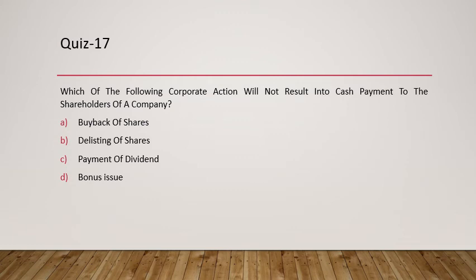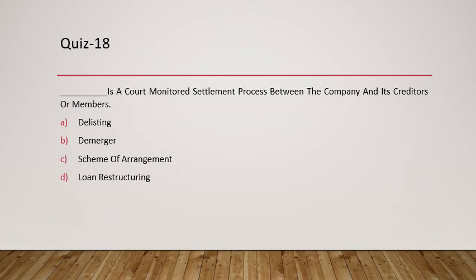Which of the following corporate action will not result into cash payment to the shareholders of a company? So when a company buys back its shares, it pays the cash. When a company delists its shares, all those investors who give back shares to company, they also get cash. Payment of dividend anyway result into cash, but bonus does not result into cash. So the answer is D. We move on to question number 18, which is a court monitored settlement process between the company and its creditors or members. It is called as a scheme of arrangement in Indian market. So the answer would be C here.